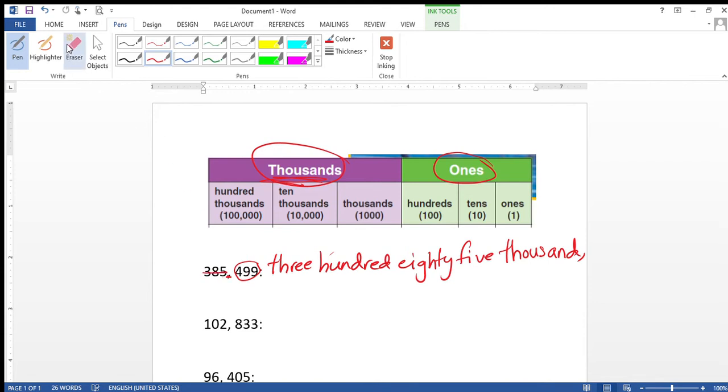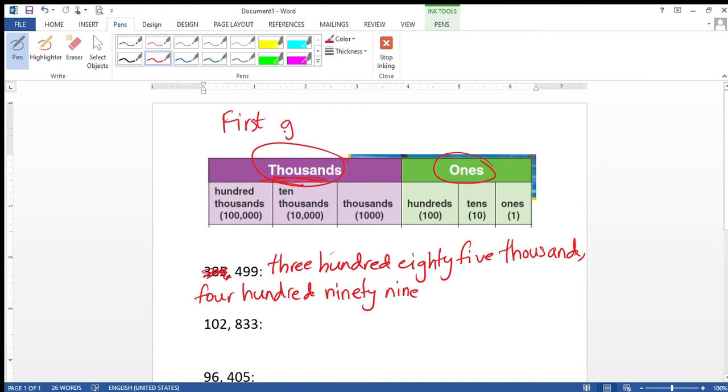What are the numbers in the second group? I don't want you to look at any of this. What are these numbers? 499. How do we say this? We say 499. So the name will always go first group, family name, first group, family name, last group. This is the basic rule. It's very easy. I don't know why you girls keep getting confused.